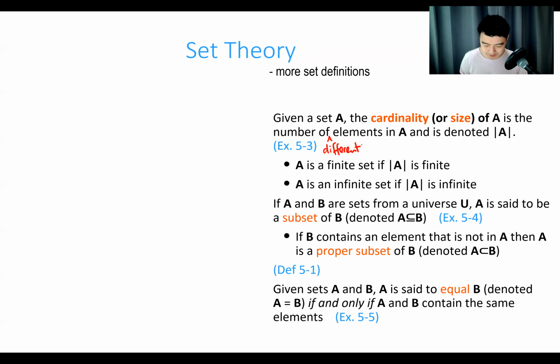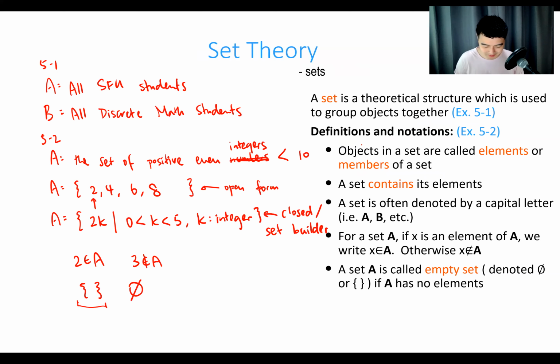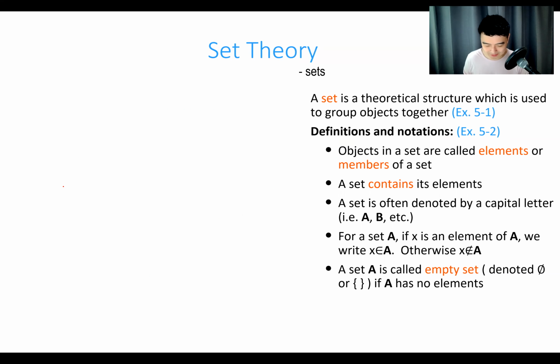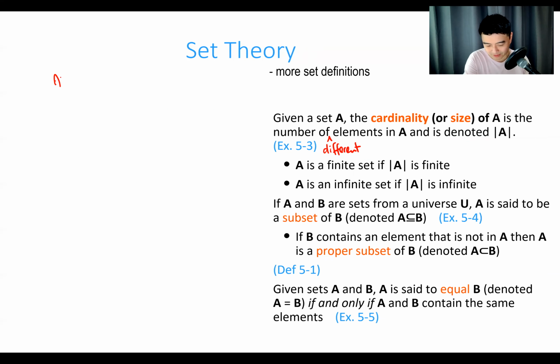So for example, if we go back and take a look at our example here from 5-2, our A was 2, 4, 6, and 8. So if we take the same example, 2, 4, 6, and 8, we can say that the size of A is equal to 4. There are 4 unique elements in this set.